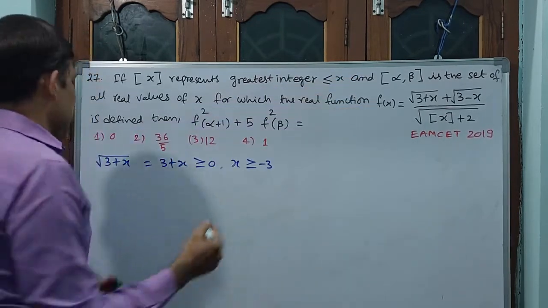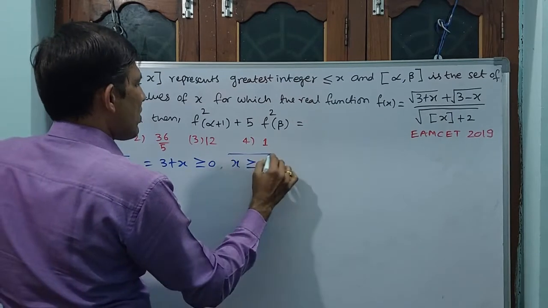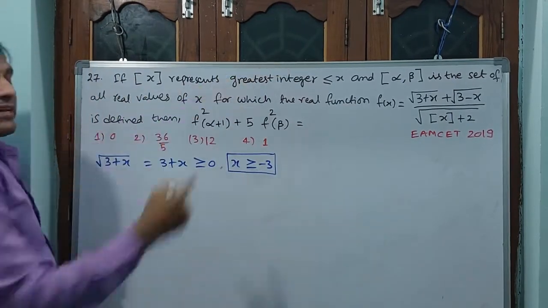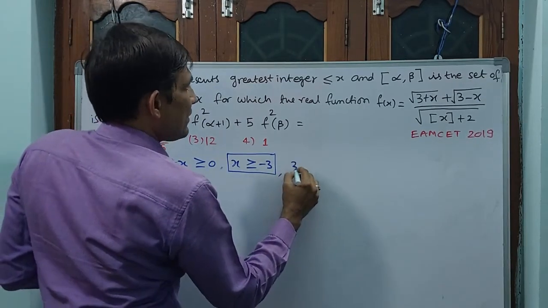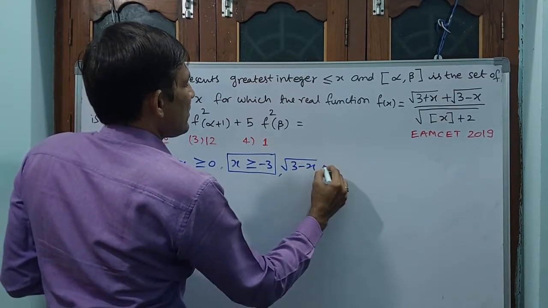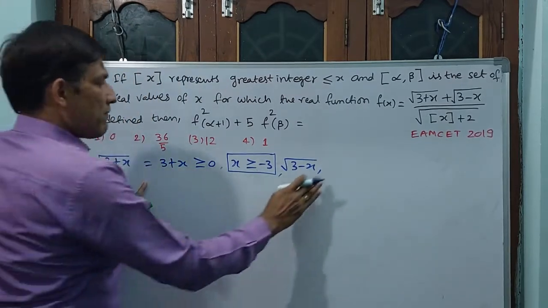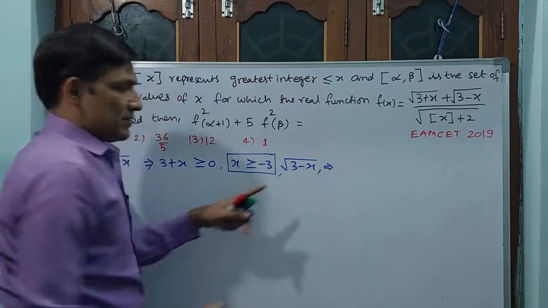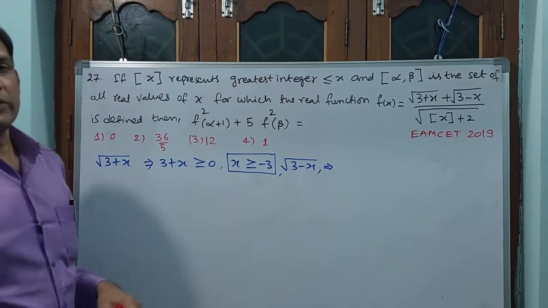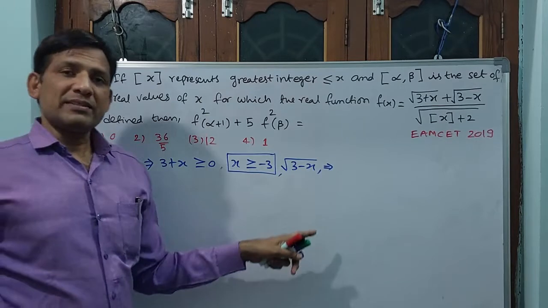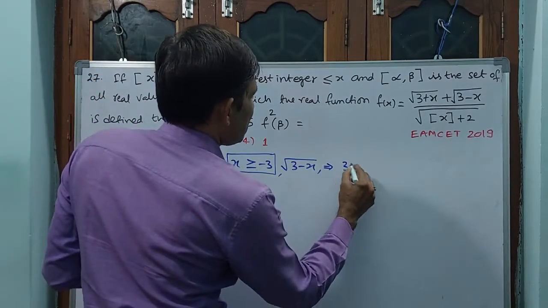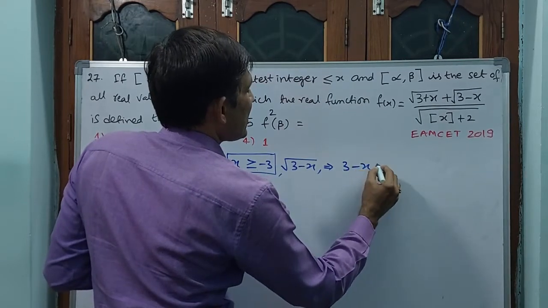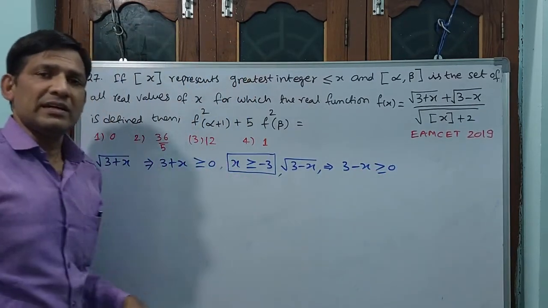Let us see the second one also. I am boxing it. Now go for 3 minus x also. The square root of 3 minus x has to be defined. Naturally, 3 minus x should be greater than or equal to 0. Is it correct? Correct only.